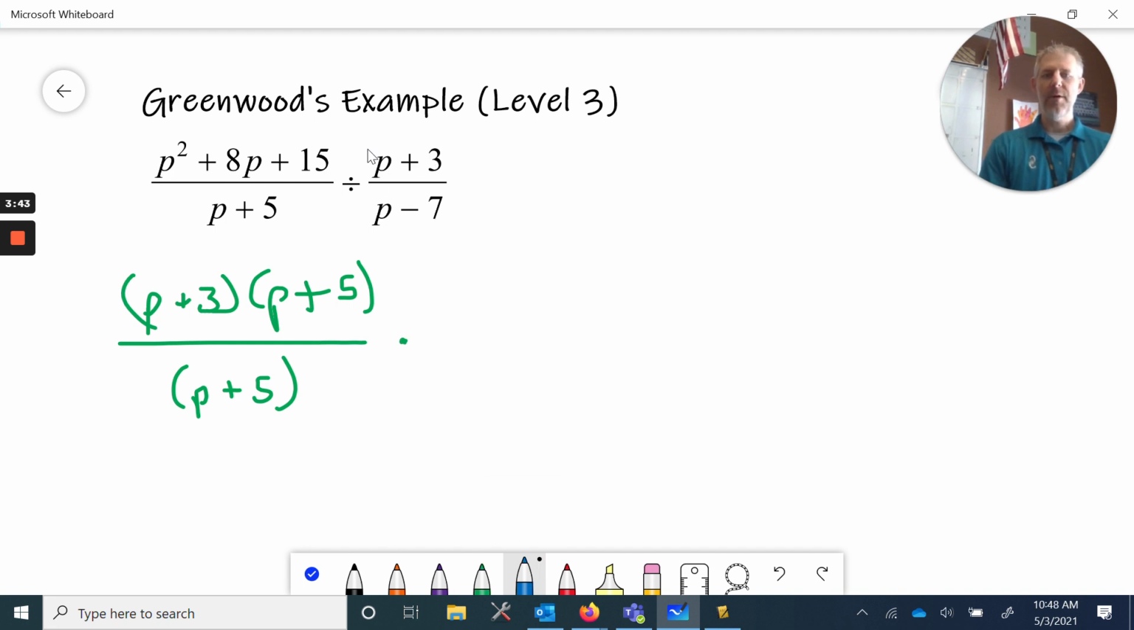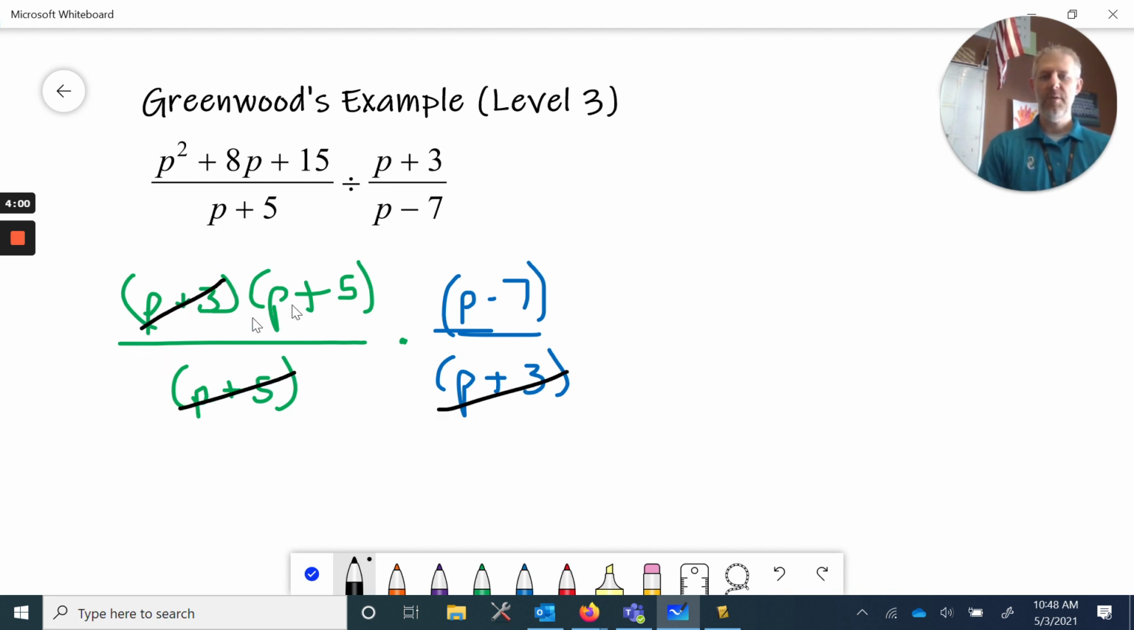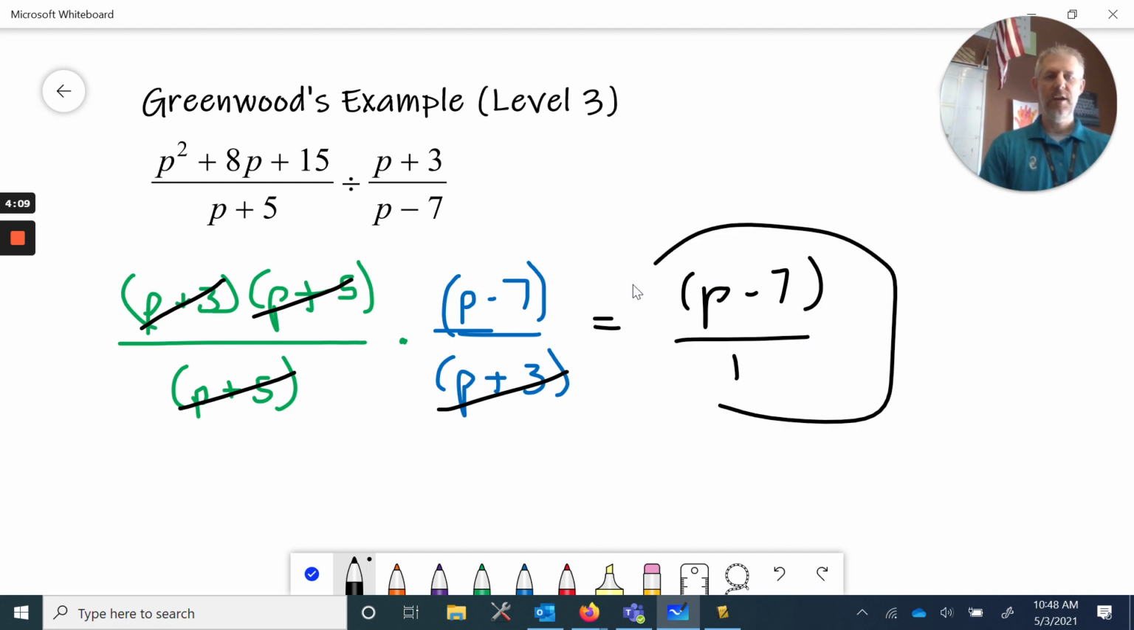Okay, so I'm multiplying by the reciprocal here. Again, p minus 7, there's no common factor besides 1. And then p plus 3, no common factor besides 1. So now let's look for canceling. So we've got the reciprocal. I've got a p plus 3 that cancels, a p plus 5 that cancels, and now we've got 1 times p minus 7, which is just p minus 7, over 1. And you don't even have to write the over 1, honestly. It's still the same thing, p minus 7 or p minus 7 over 1.